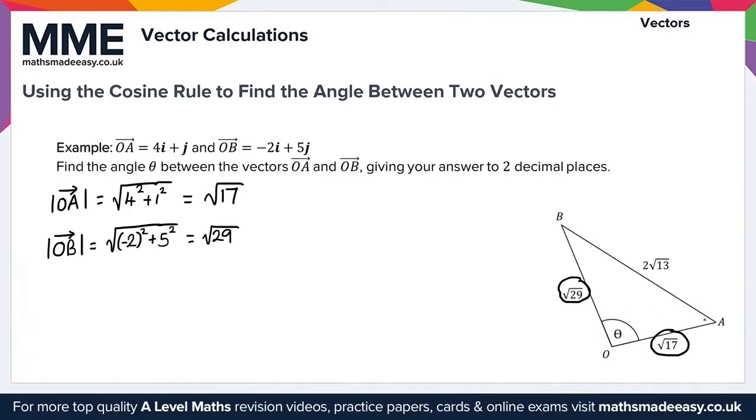And finally, we need to calculate the magnitude of this vector here, AB. Before we can do that, we need to actually work out what AB is. So the vector AB. Well, to calculate the vector AB, that's simply going to be the vector OB minus the vector OA. If we evaluate that first, that's going to be 4i plus j. Sorry, that's going to be the other way around, so we'll just erase that.